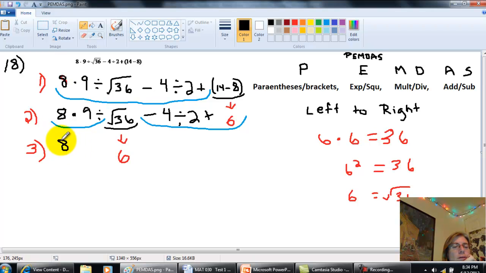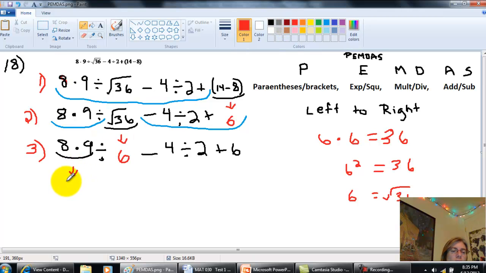8 times 9. Okay, so we still apply our order of operations. Now we have no parentheses, we have no exponents or square roots. We have multiplication and division, but we move left to right. So we begin here. And we solve that. 8 times 9 is 72. That begins our fourth line. I'm going to have to squish it up here. And then, of course, we bring down the rest of the problem.